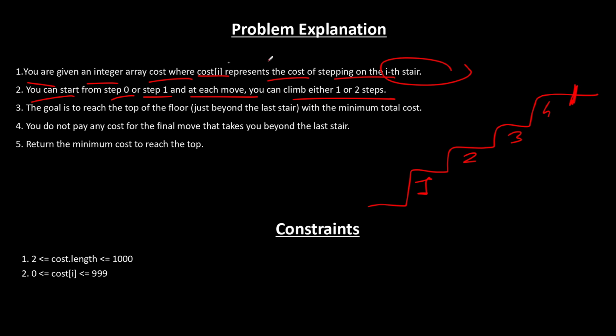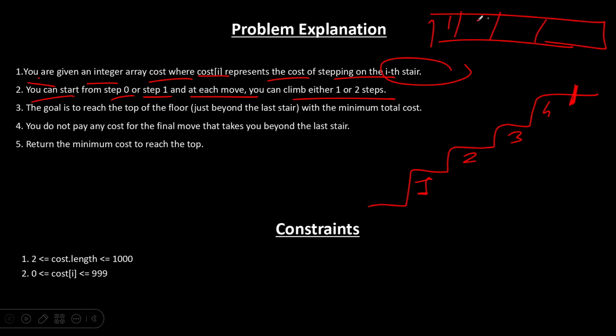So what they are saying is that you are given an integer array cost where cost[i] represents the cost of stepping on the ith stair. So this is what is given to us. 1 2 3 4. So I have converted this to a stair, and this particular value represents the cost of stepping on that particular stair. And they are saying that you can start from step 0 or step 1. So 0 means, suppose you are standing here, this is the 0th step.